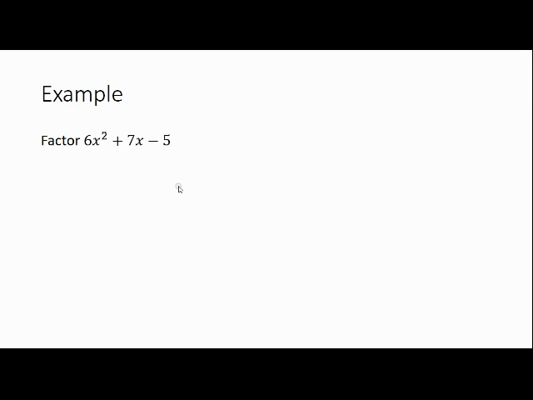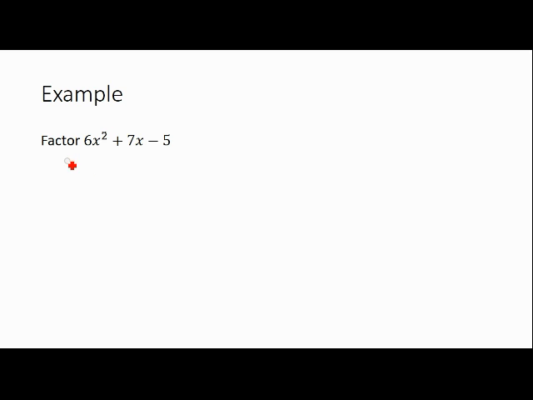We're going to factor this trinomial, and this is a different case from the previous ones. Here we have a number, which is 6, multiplying the x squared, and we don't have a common factor between the three terms. 6, 7, and 5 don't have a common divisor, so we cannot factor it out. So we're going to apply a different method.